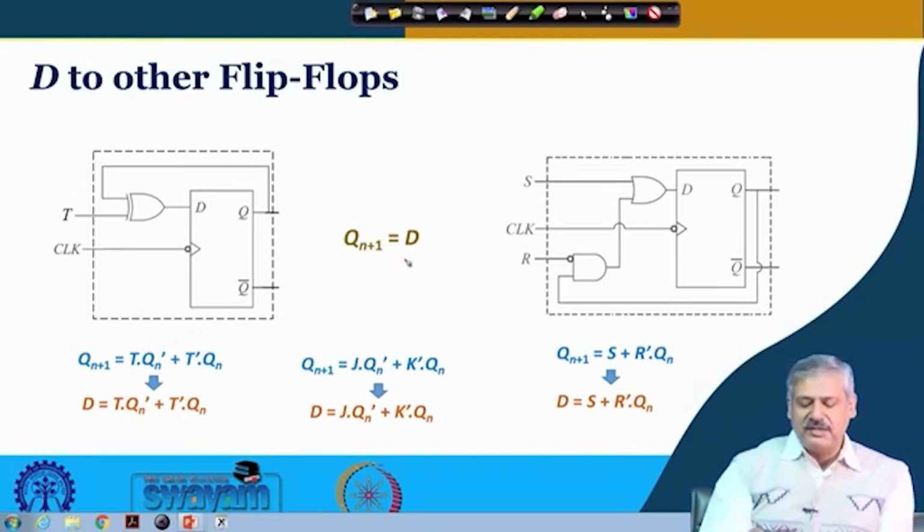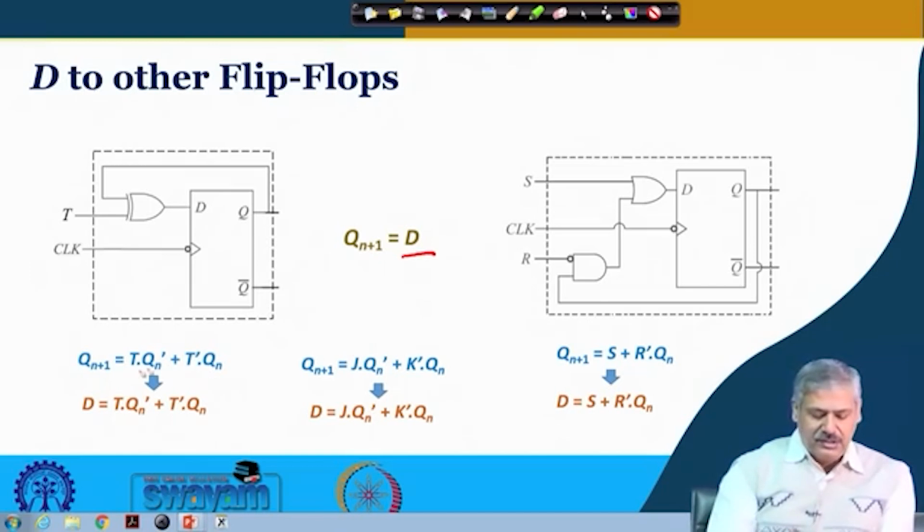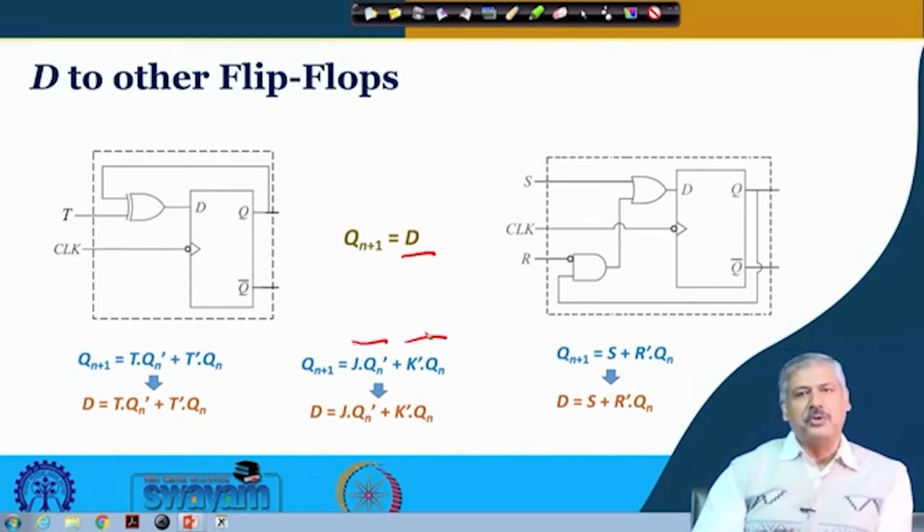So, this can be extended to JK flip-flop as well. The JK flip-flop equation is similar, but it is J Q n prime plus K prime Q n. So, we will take D as this one, and then we shall just make a combinatorial circuit and accordingly we will get it.